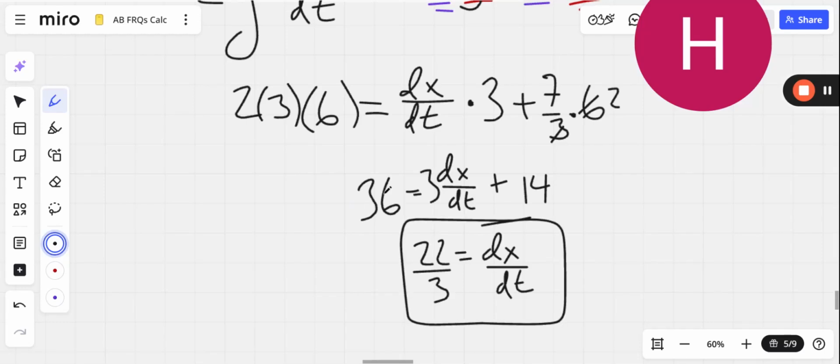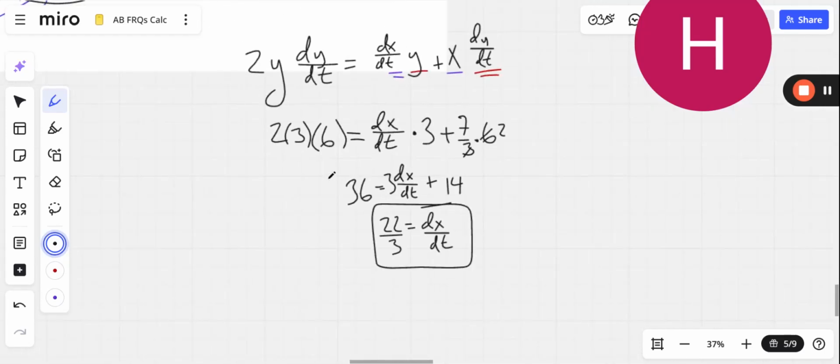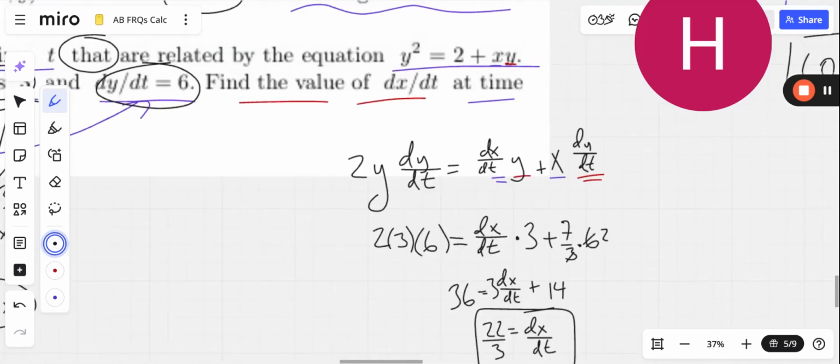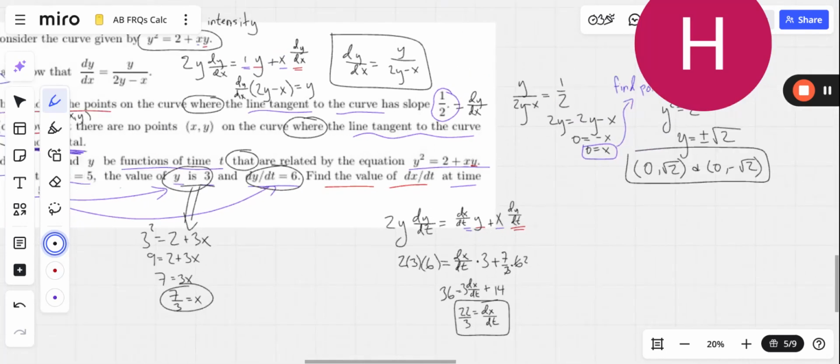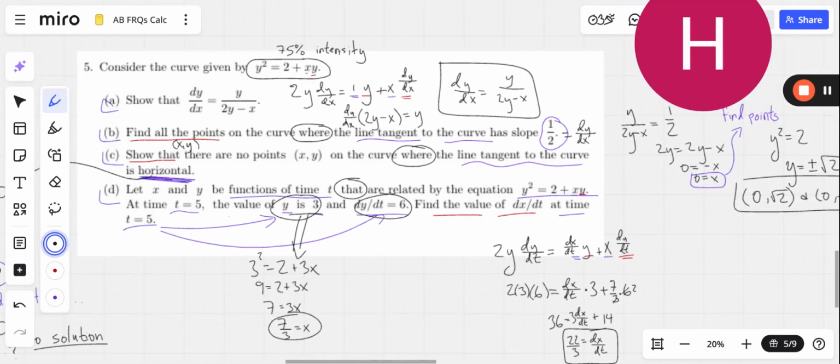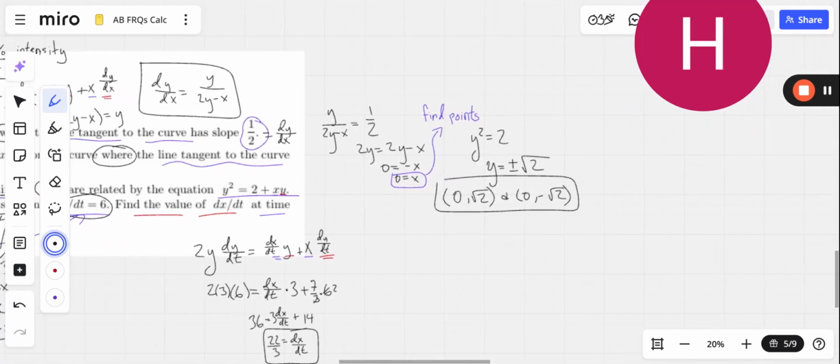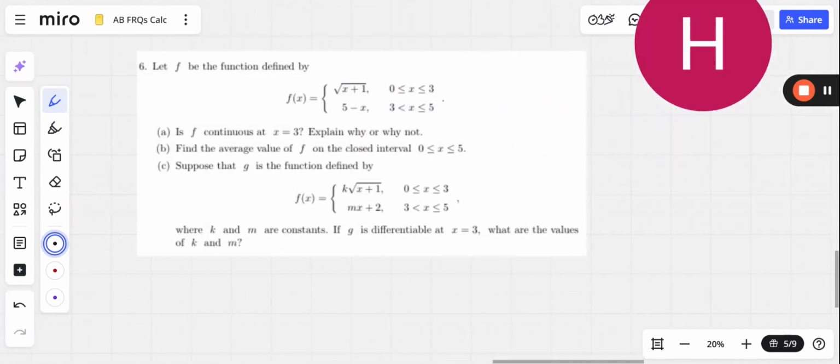Very interesting part of the problem there at the end. We had to do basically a related rates situation. They just sprinkled in a little bit of related rates to the end of that question. All right, let's move on. I think we're making pretty good time. Move on to number 6 now.